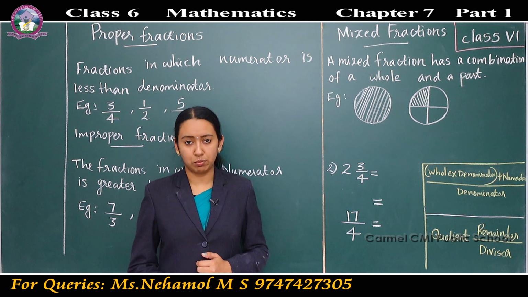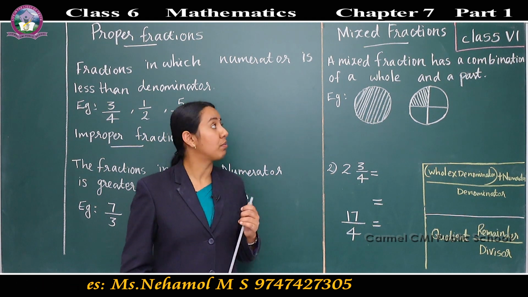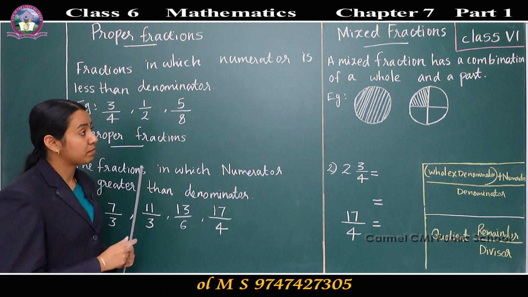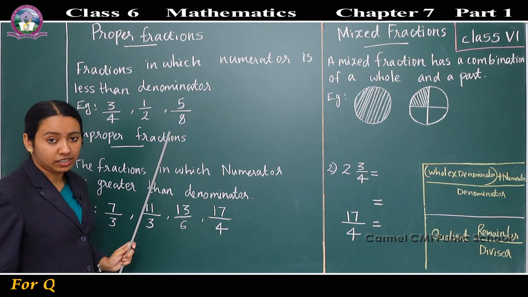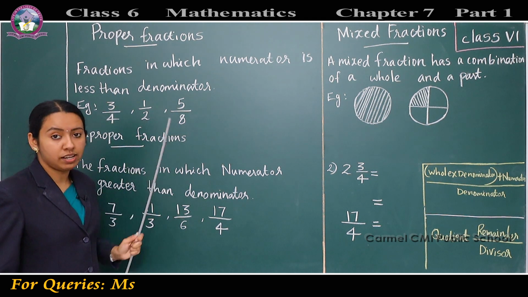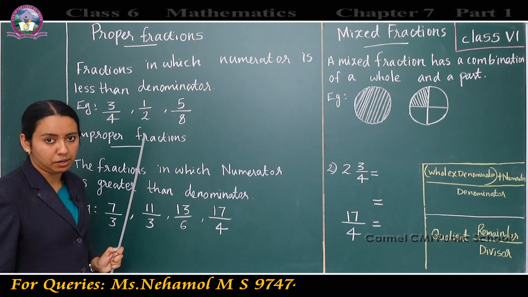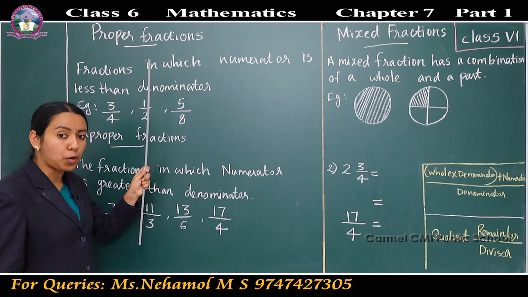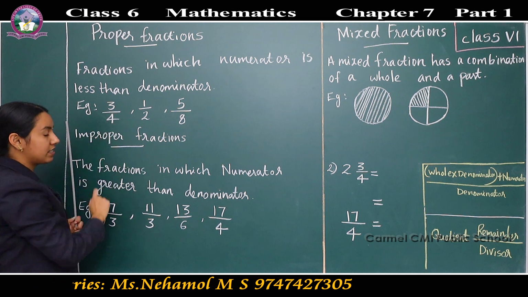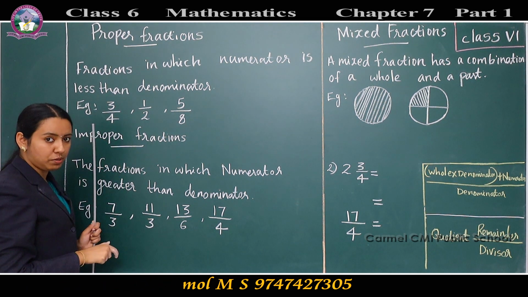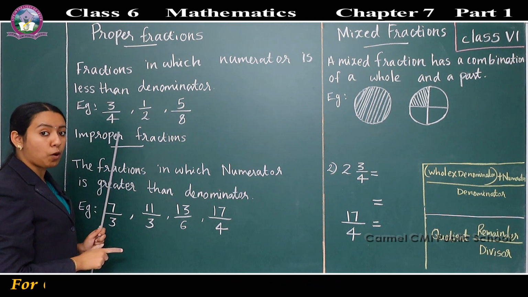Next we are going to study proper fractions, improper fractions and mixed fractions. First one, proper fractions. Fractions in which the numerator is less than the denominator are said to be proper fractions. Example, 3 by 4. What is the numerator? 3 is the numerator, 4 is the denominator. The numerator is less than the denominator, so it is a proper fraction.